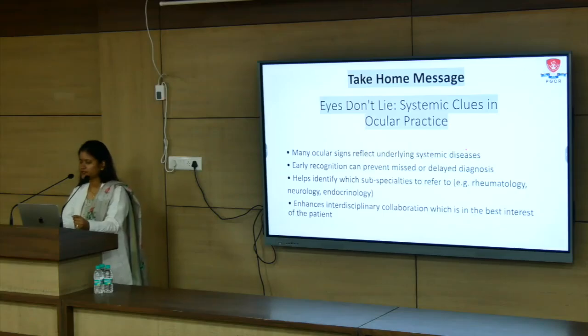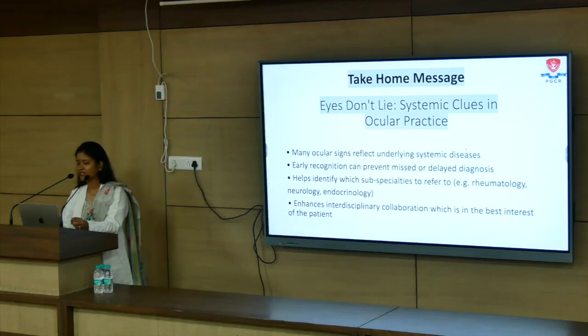After all this discussion, what can we conclude? That eyes don't lie, as they provide important systemic clues in ocular practice. There are many ocular signs which reflect underlying systemic diseases. Early recognition of these subtle signs, proper history taking and detailed ocular examination can prevent missed or delayed diagnosis. It helps in identifying which subspecialty to refer to for further evaluation and timely management of the patient.